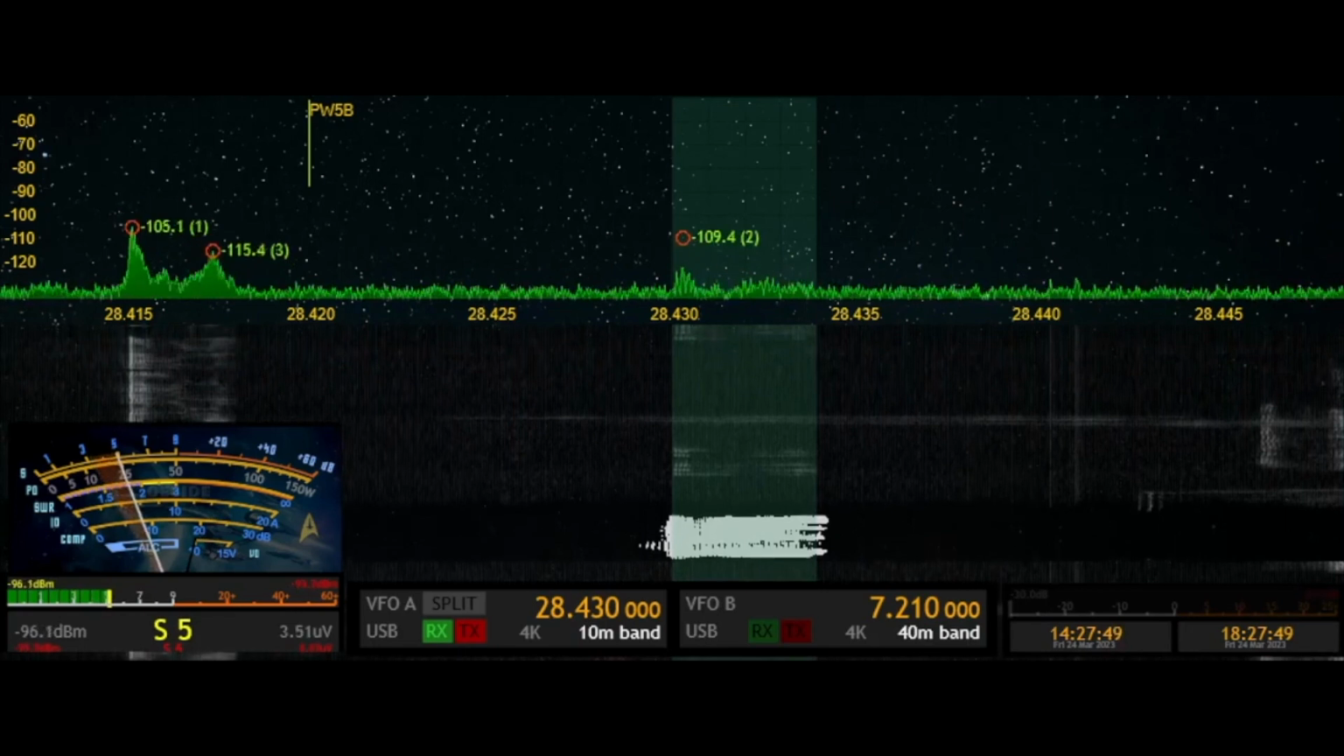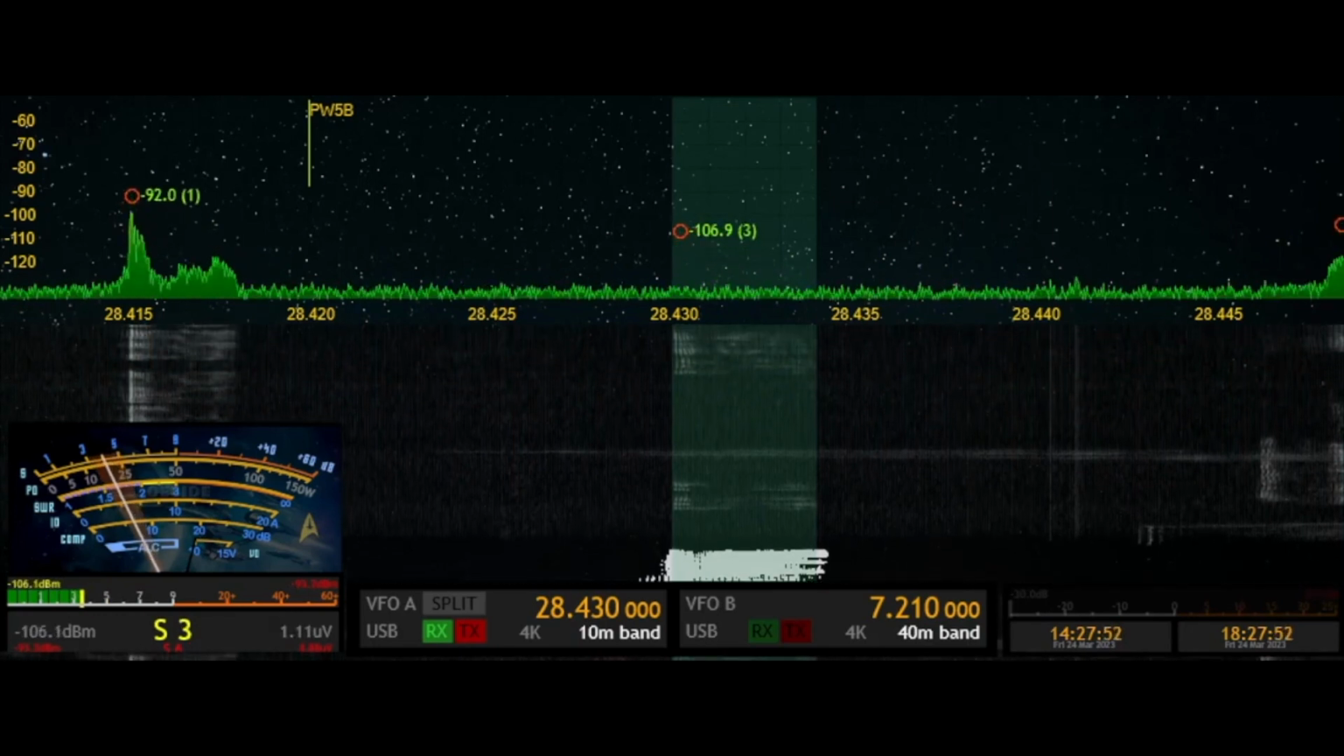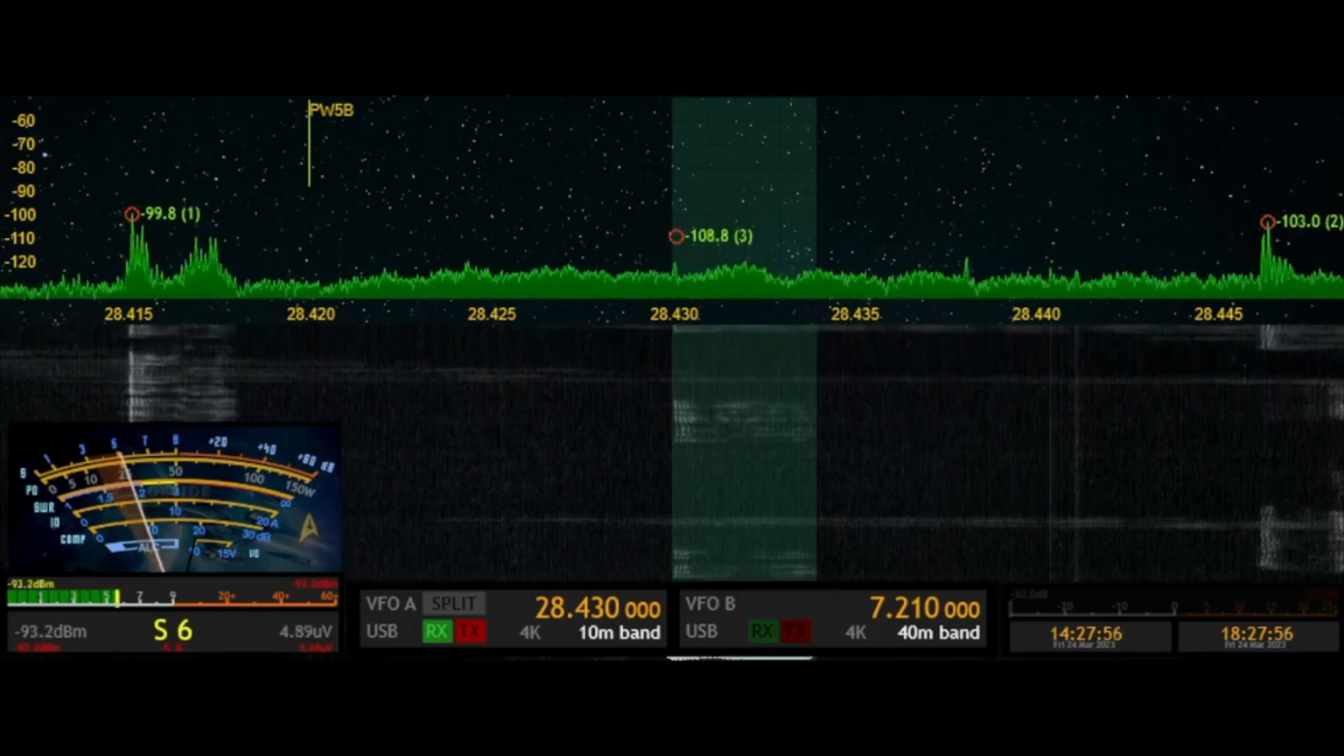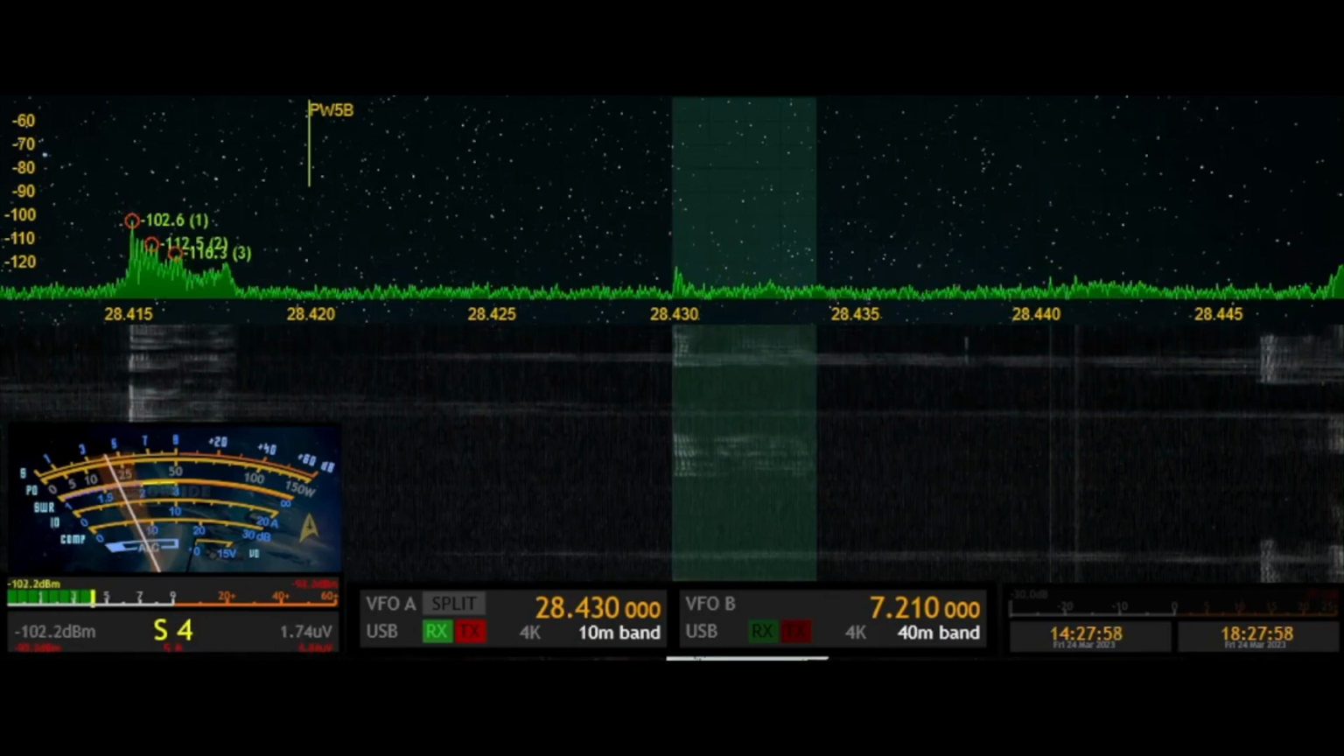Alright, let me plug in the SunSDR radio. Alright, 1, 2, 3, 3, 2, 1. And N4VFR.